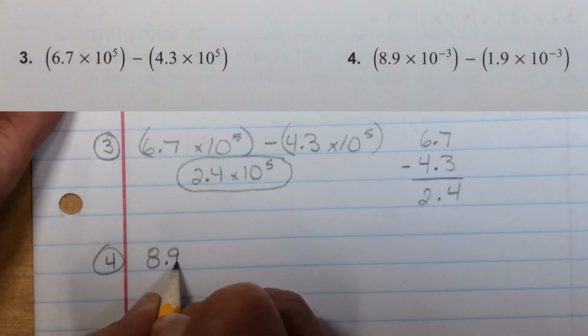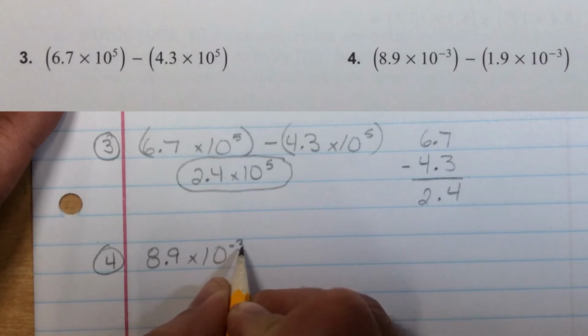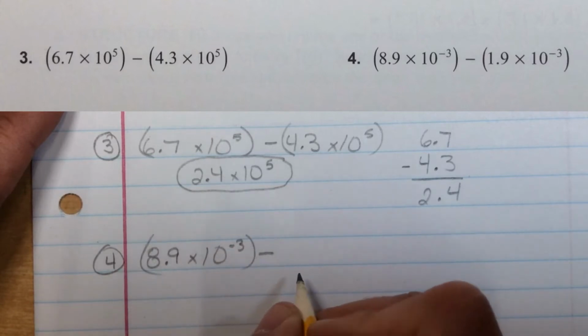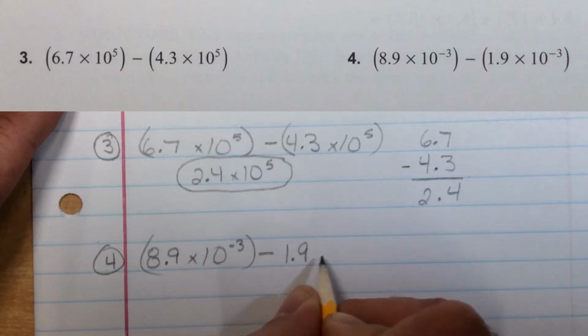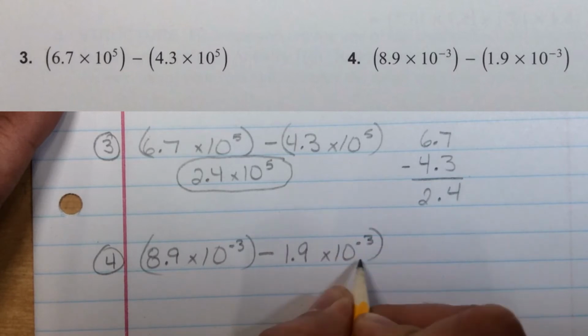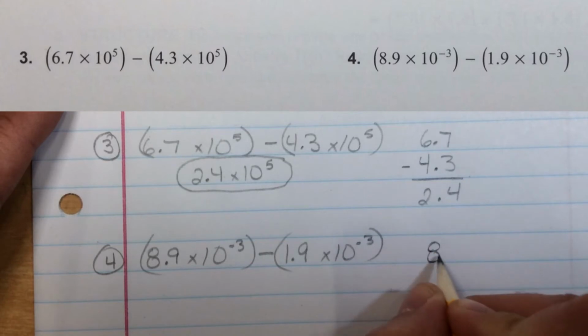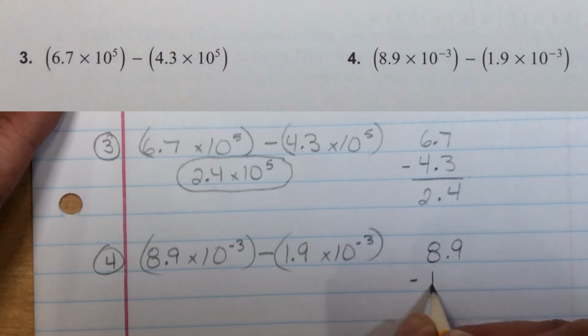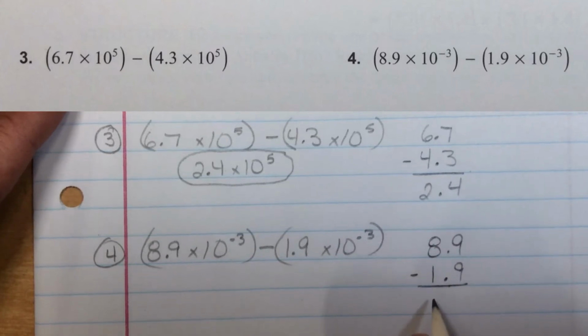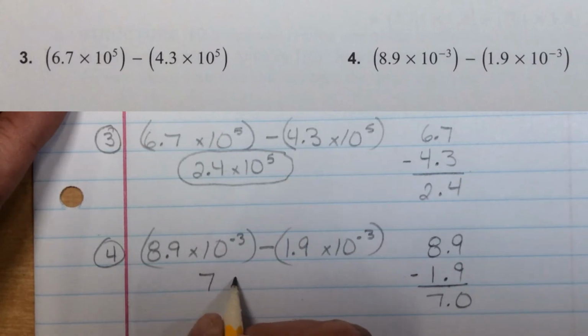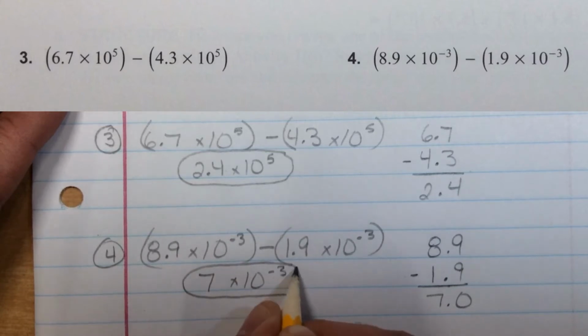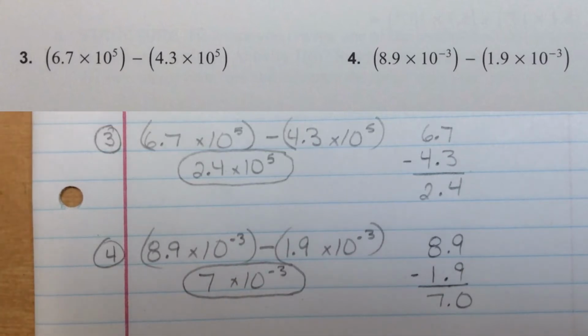8.9 times 10 to the negative 3rd power minus 1.9 times 10 to the negative 3rd power. Same powers of 10, so I just subtract 8.9 minus 1.9, and we get 7.0. So we just have 7 times 10 to the negative 3rd power. Wow, those were all almost too easy. I wish they could have challenged you a little bit.